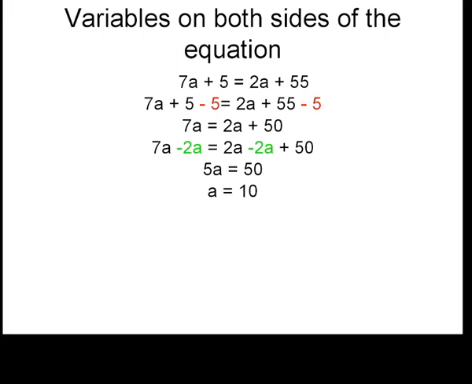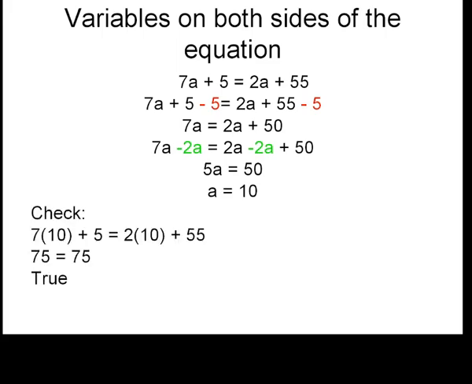And of course, as usual, once you get your answer, you check it in the original equation. The original expressions were 7a plus 5. So let's see what we get when we put the value 10 in for a. We'll get 7 multiplied by 10 and add 5, which gives us 70 plus 5, which is 75. What about the other expression, 2a plus 55? If we put the value 10 in for a, we get 2 multiplied by 10, and add 55, so that's 20 plus 55, which is 75.